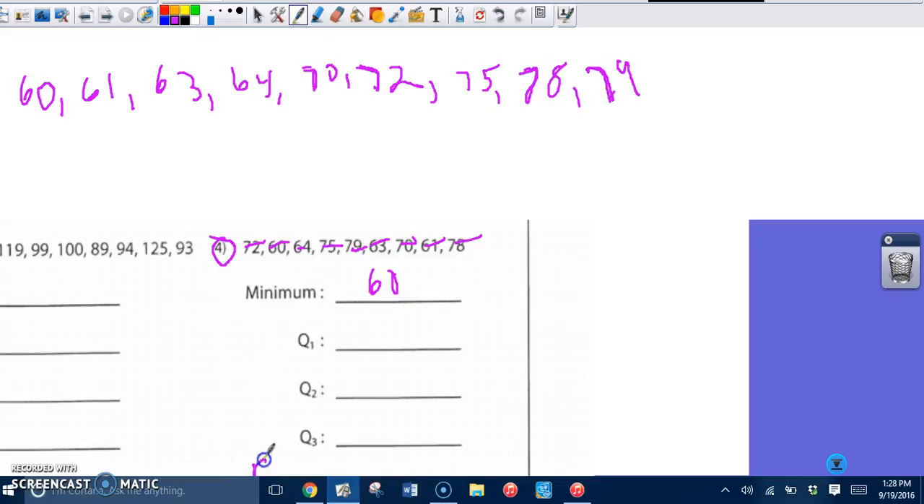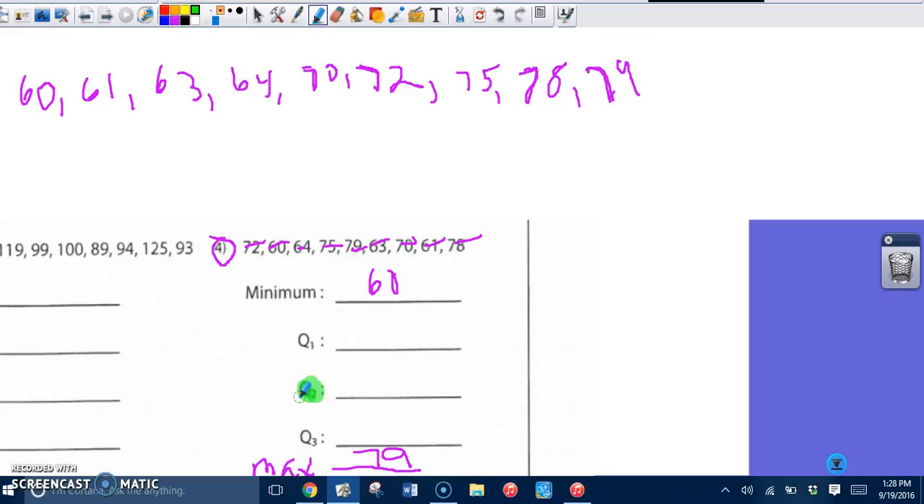And down here somewhere you have the maximum. And the maximum, of course, would be 79. Okay. So remember in class today I was showing the easier way to get quartile 1, quartile 2, and quartile 3. We first are going to start with quartile 2, because if I start with quartile 2, quartile 1 and 3 become easier to determine.